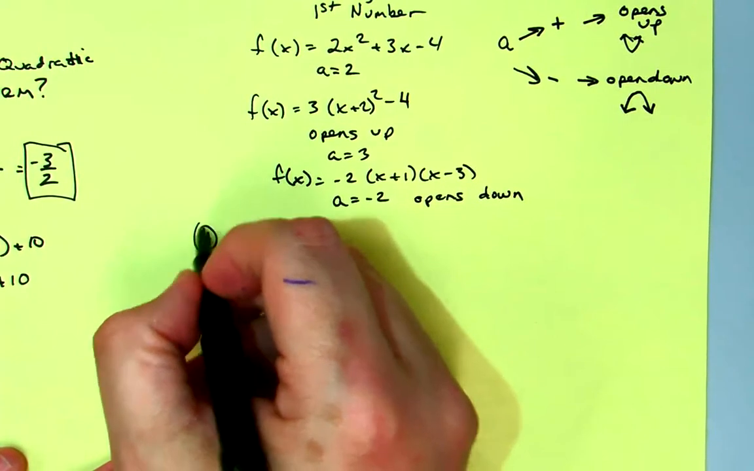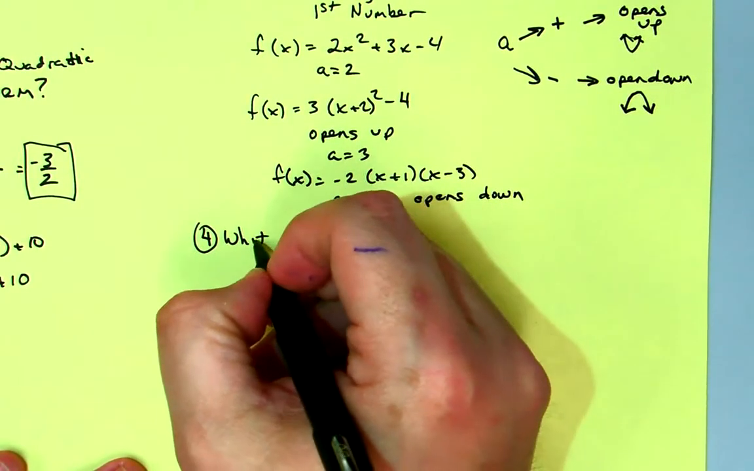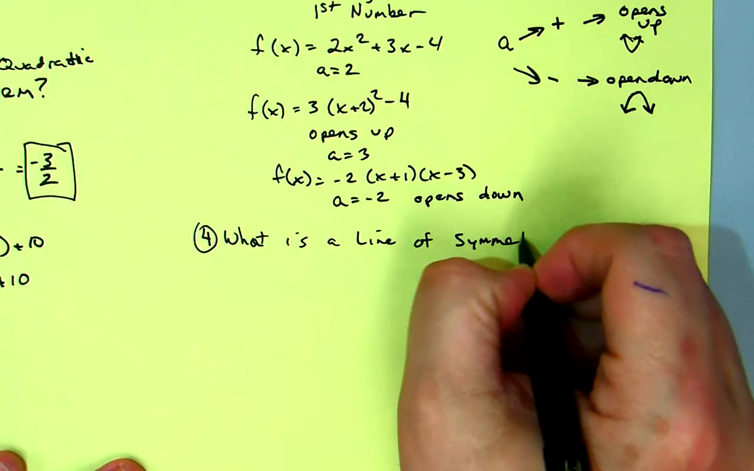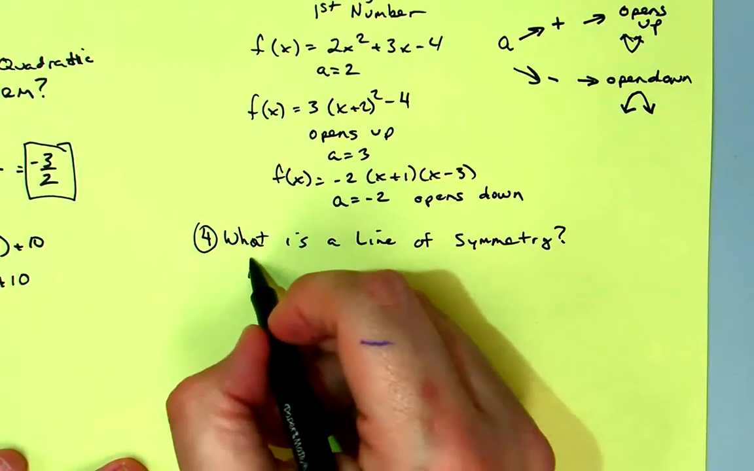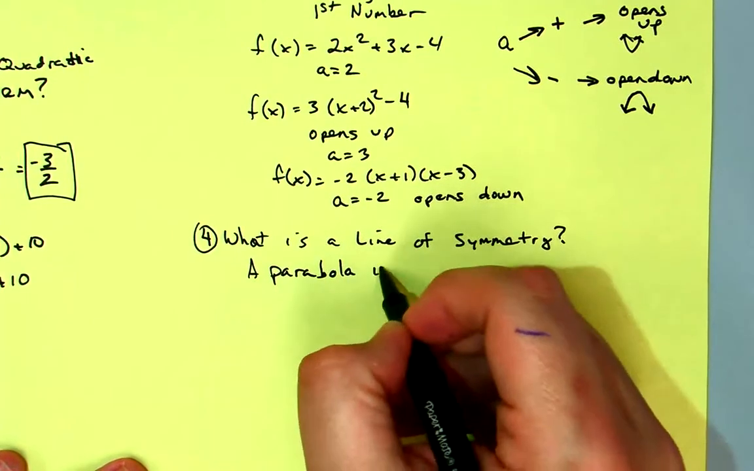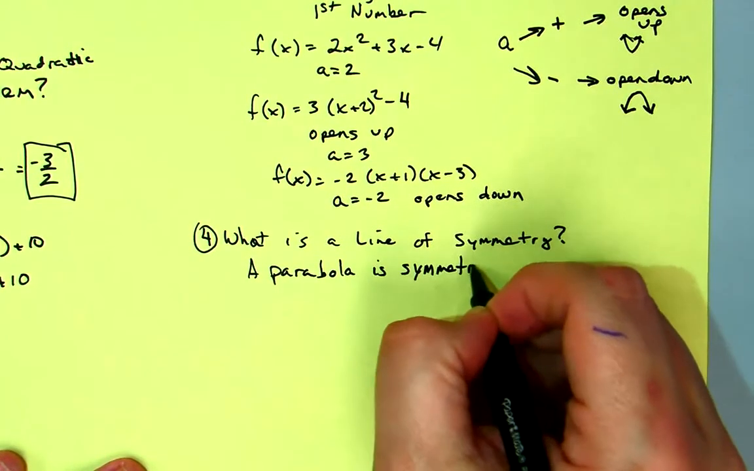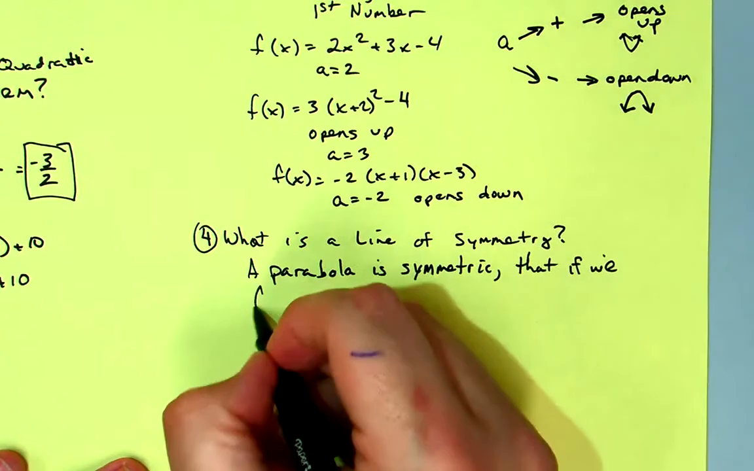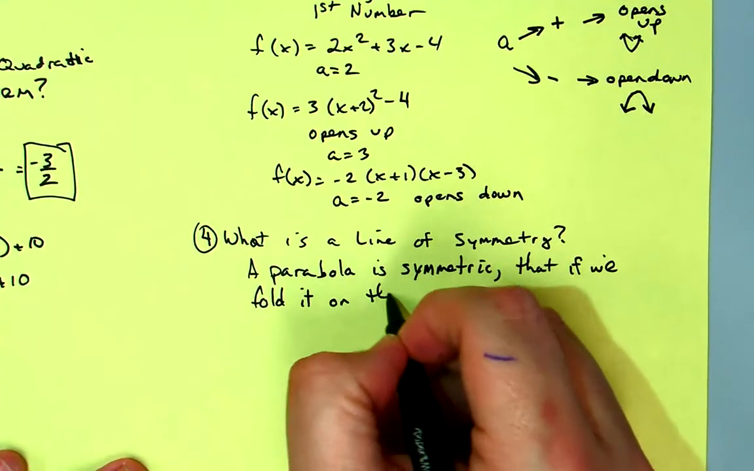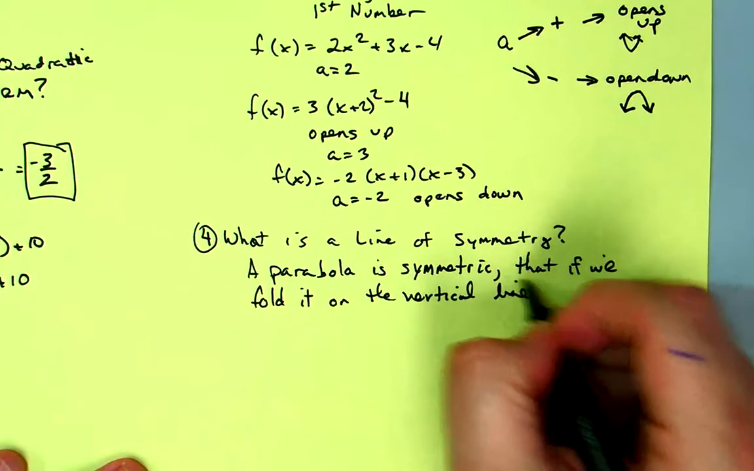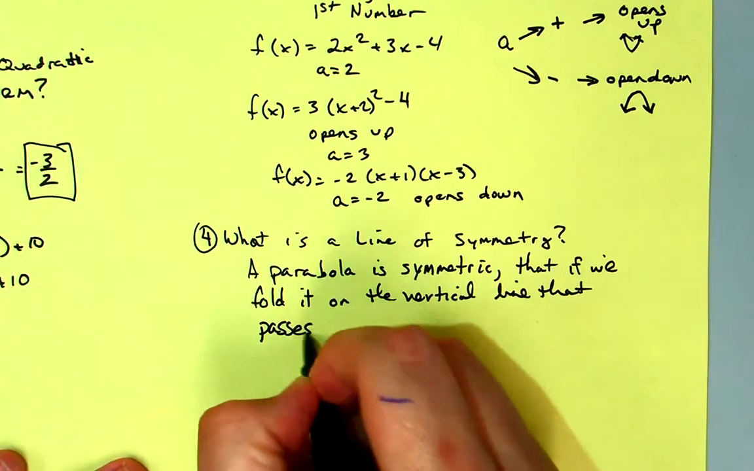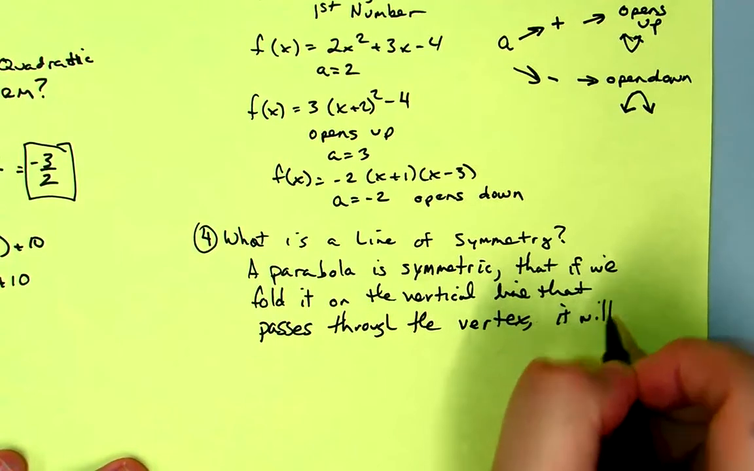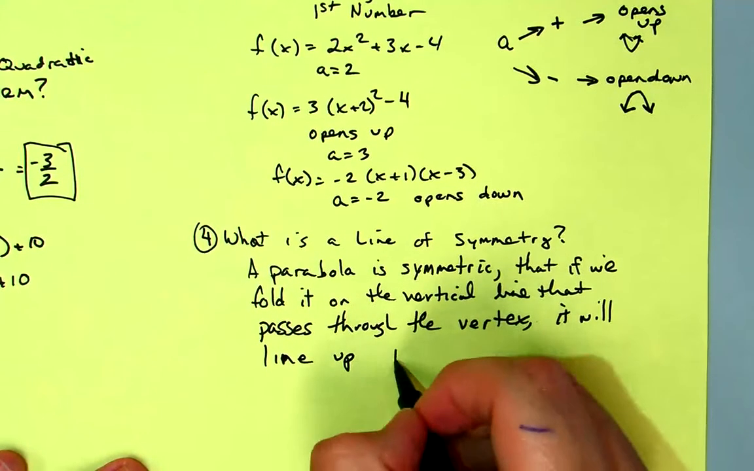Alright, question 4. What is a line of symmetry? A parabola is symmetric, meaning that if we fold it on the vertical line that passes through the vertex, it will line up perfectly.